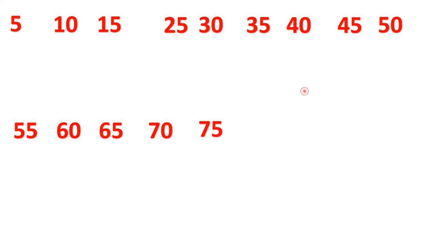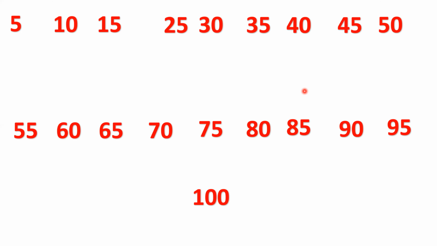We also worked on skip counting by 5s. So we have 5, 10, 15. Oh, we missed 20. 20, 25, 30, 35, 40, 45, 50, 55, 60, 65, 70, 75, 80, 85, 90, 95, 100. If you turn it into a song, it'll help you remember your numbers. There's 20. It came in a little late.